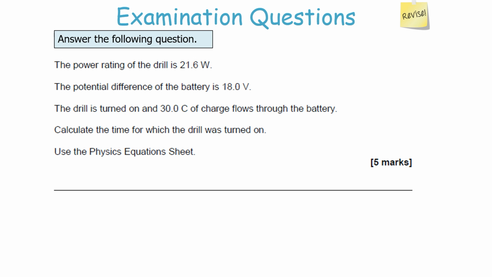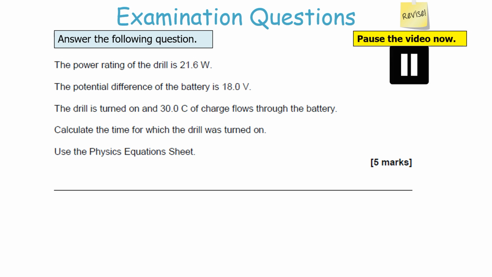The next question says the power rating of the drill is 21.6 watts. The potential difference of the battery is 18 volts, and the drill is turned on and a charge of 30 coulombs flows through the battery. Calculate the time for which the drill is turned on. So pause the video now, then unpause the video when you want to go through your answer.